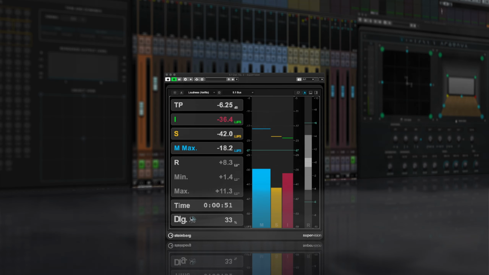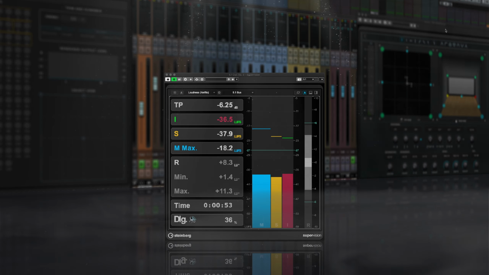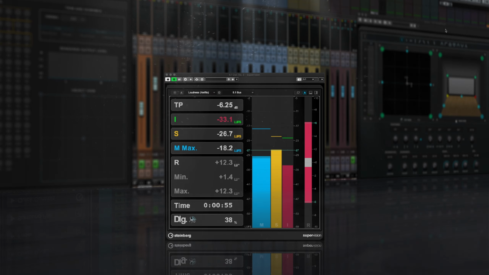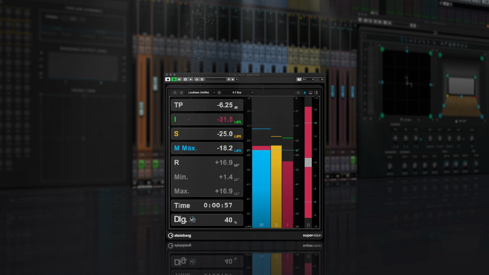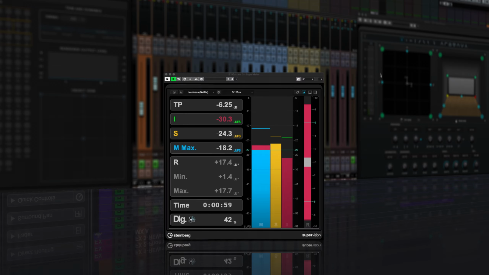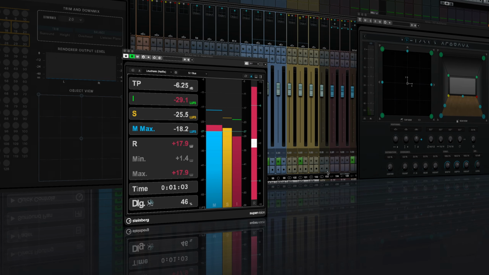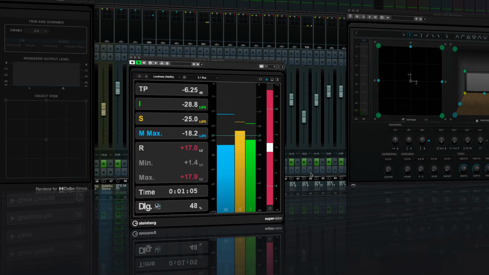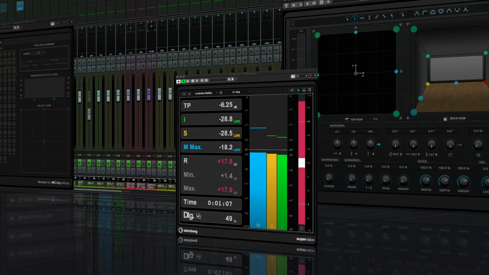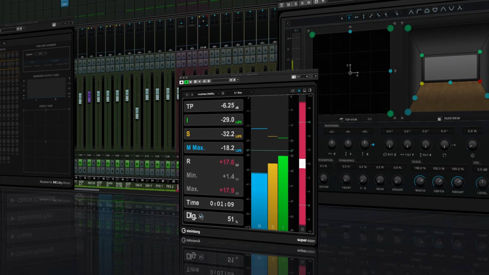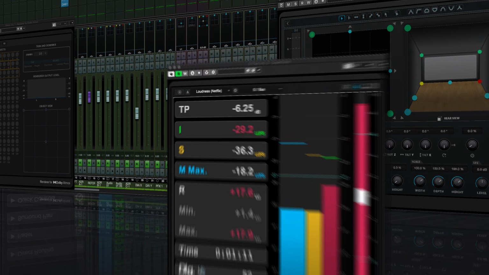Audio provides a dialog-gated loudness measurement that uses the Dolby dialog intelligence algorithm and shows the loudness of your audio in loudness units, or loudness units referenced to full scale. The dialog value allows you to assess the percentage of speech-based sequences within the audio. The meter shows true peak levels, integrated loudness.